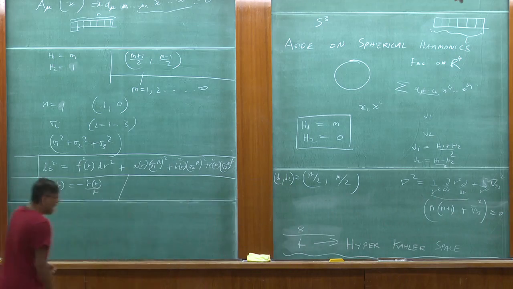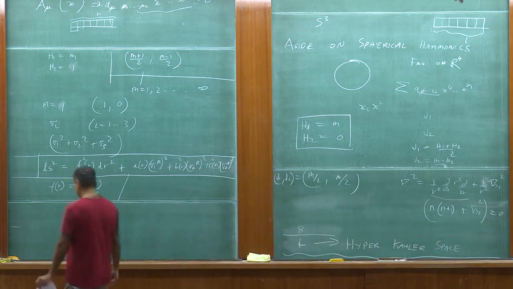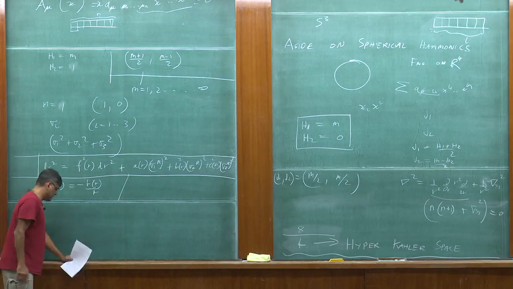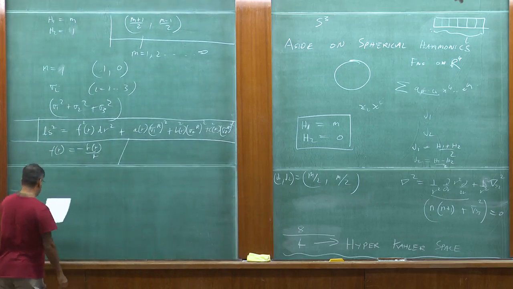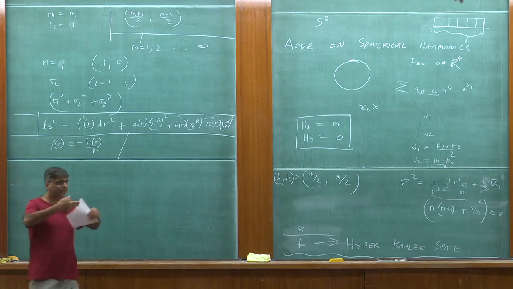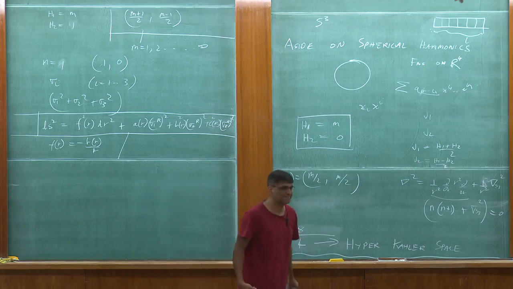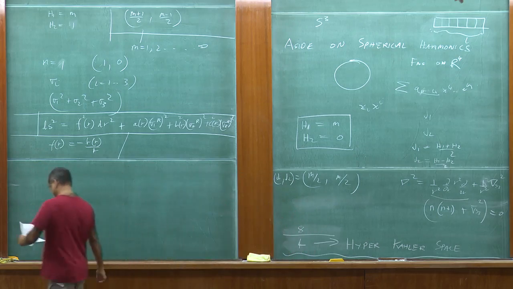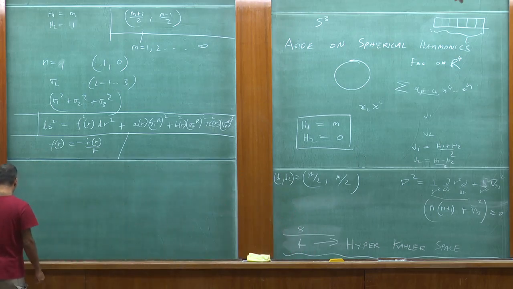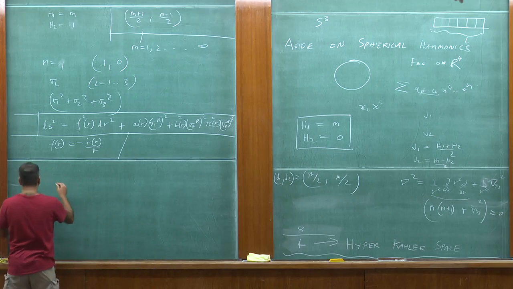Now there are 2 things that I want to tell you about this metric. First, when we go to asymptotic infinity, this metric reduces to the following.